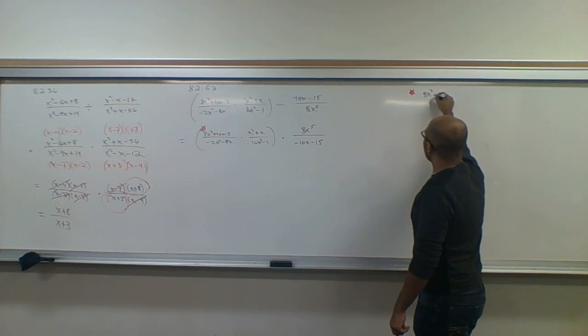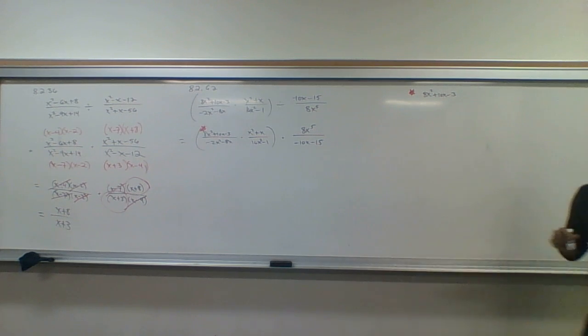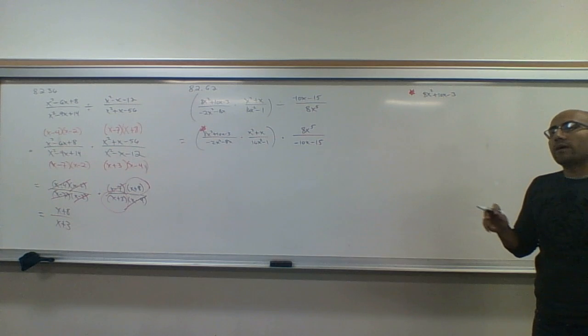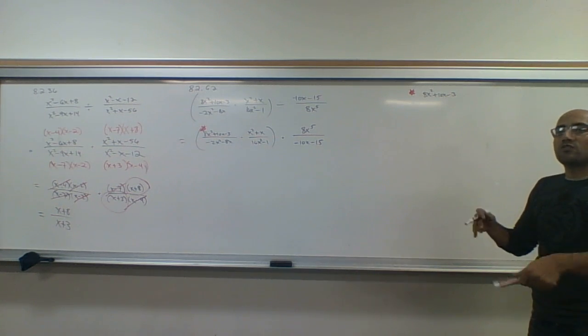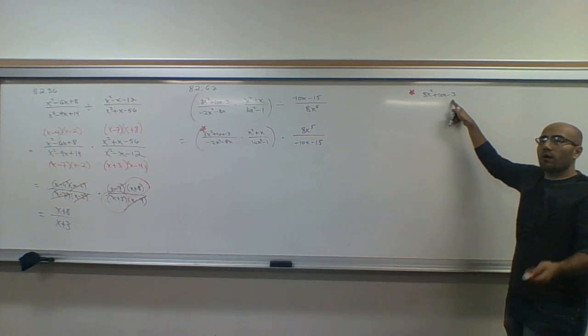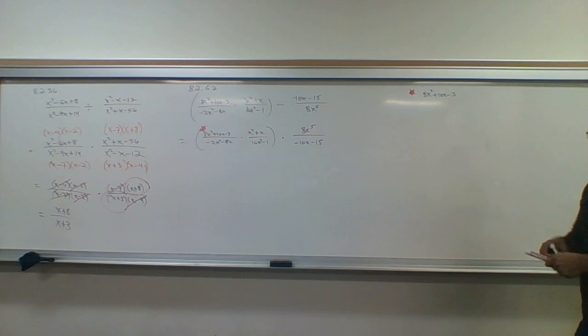8x squared plus 10x minus 3. Okay, so again, we could do the guess and check method. Two numbers that multiply to 8x squared. It could be 1 and 8, could be 2 and 4. And then this is easy as well. There's only a couple of combinations of numbers that multiply to 3, 1 and 3, and then we've got to be careful with the signs.